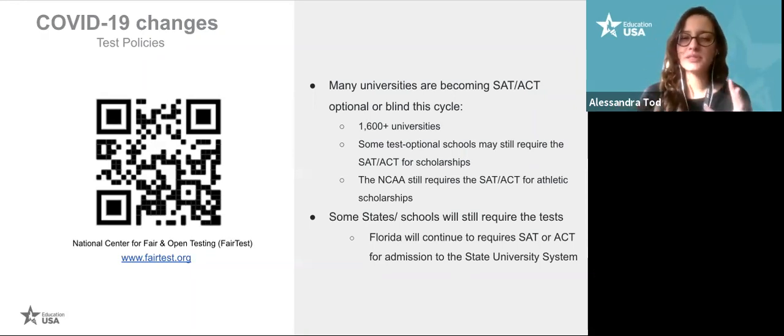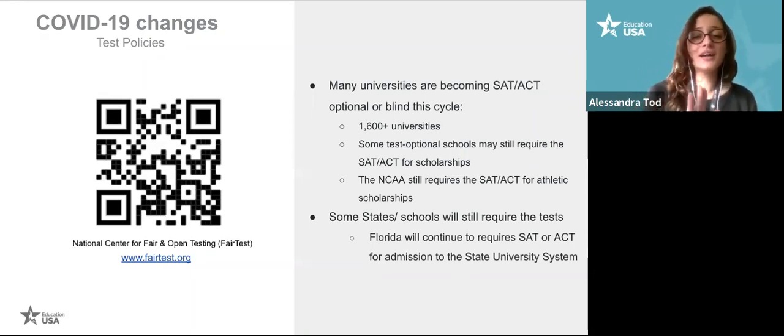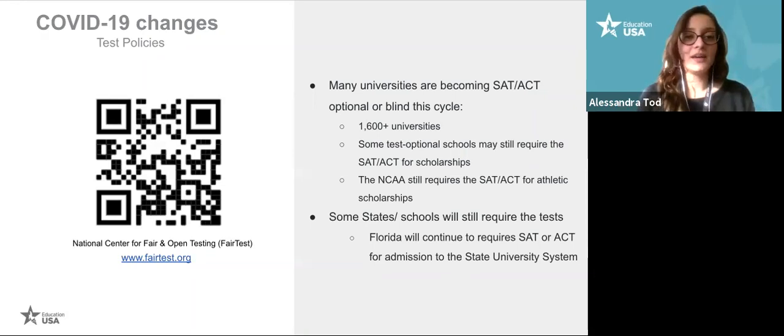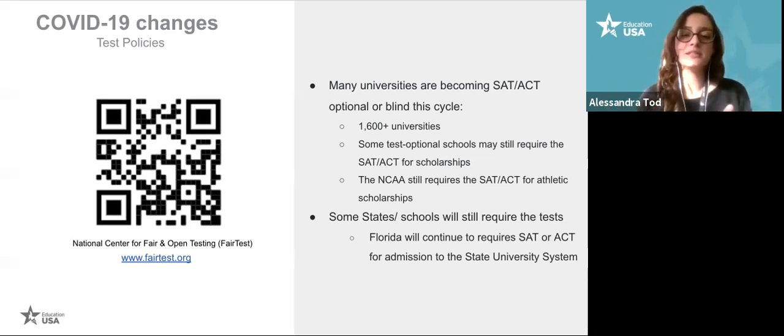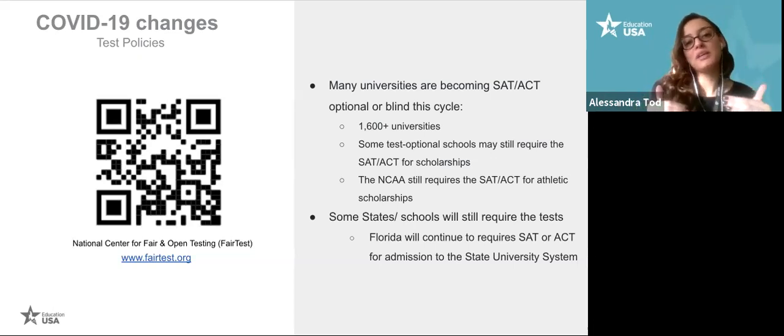But it's also important to research that some universities, they are test optional, but they may still require SATs or ACTs for scholarships, right? And also, if you are an athlete, you can go to the NCAA and check if they are still requiring the SATs or ACTs for athletic scholarships. But I know there's something that they are not requiring for application at this point for this cycle for 2022. So just check this information.